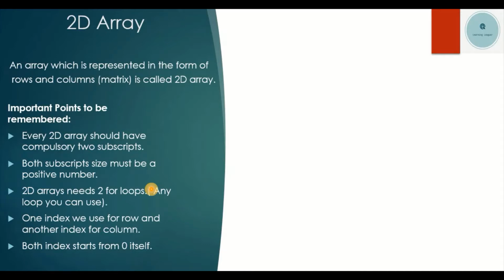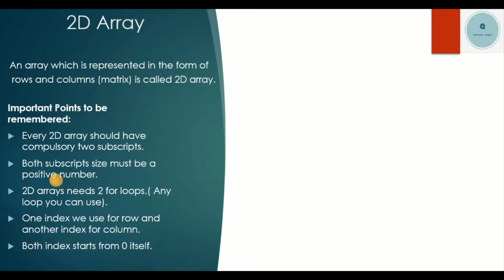If you remember the syntax of a one-dimensional array, it was data type, array name, followed by a subscript. The subscript contained the size of the particular array. You need to remember that subscript here. So what are the points we need to remember when we are discussing a 2D array? Every 2D array, whenever we declare it, should have how many subscripts? Minimum and maximum, 2 subscripts only. It must have 2 subscripts. Next point, both subscript sizes must be positive numbers.